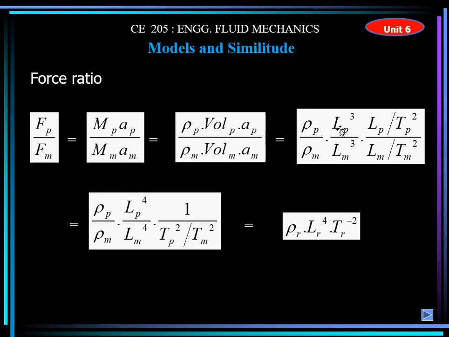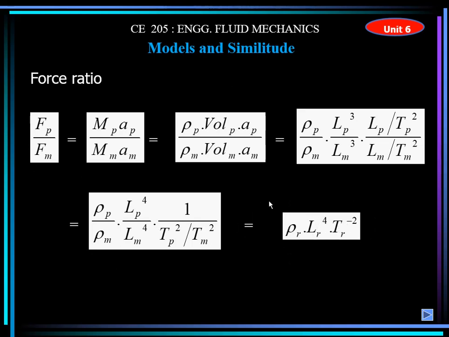LP cube, here LP, so it will become LP 4. So you can see the LP 4 over LM 4 also there, so you can write LR 4. Similarly, the TP over TM is the TR, so it can be written as TR square per unit. That's one. So the force ratio is this formula. You have to remember this formula.